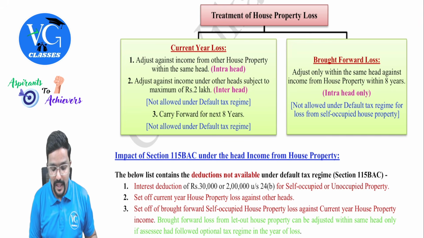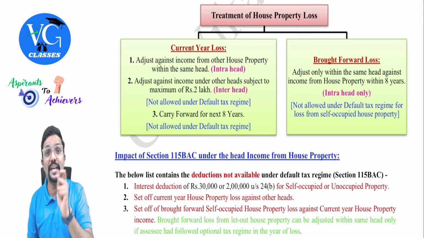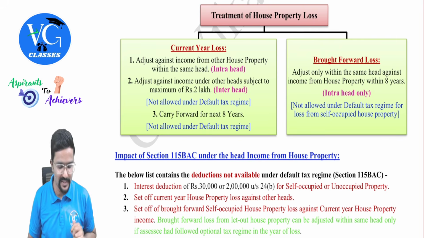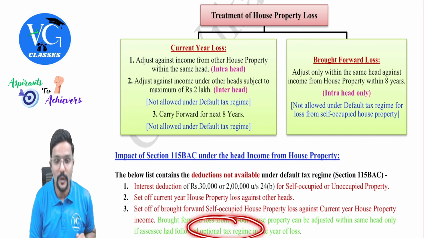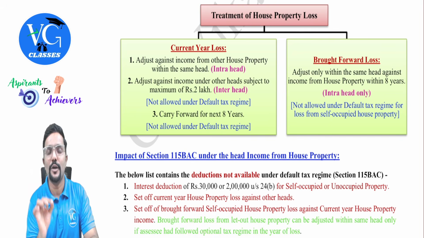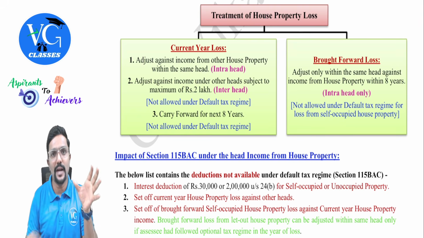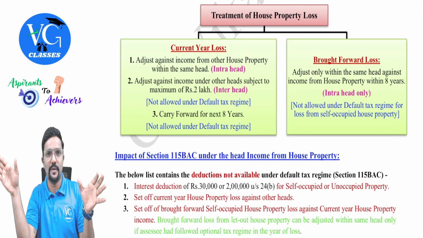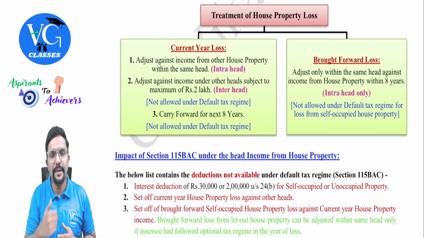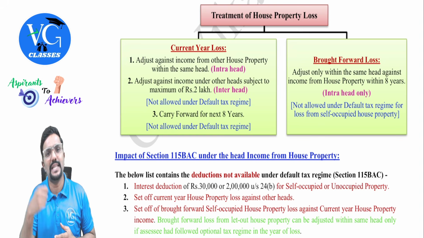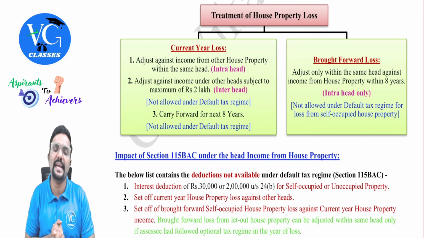However, the green part: brought forward loss from let out house property can be adjusted within the same head, subject to a condition. What is it? Only if the assessee had followed the optional tax regime in the year of loss, guys. So in the year of loss, if the assessee had followed the optional tax regime, he would have been allowed to carry forward that loss, right? So in the current year, assume he is following the default tax regime. Can he bring forward the house property loss which is let out and adjust it within the same head, that is house property? Yes, he can adjust it.